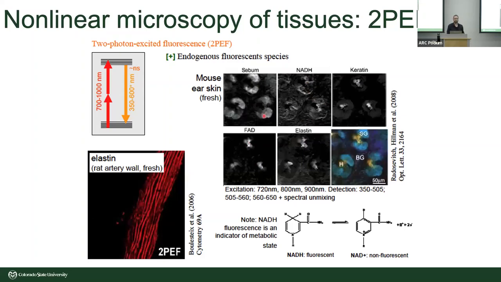So none of these are exogenous labels, right? These are all things that exist in the tissue already. It would be difficult to image under one photon. It's possible, but it's often very difficult. With multiple photon excitation, generally these things are much easier to see. And sometimes, in truth, they can be problematic. Sometimes it's difficult to see the fluorophore you're interested in because there's so much NADH that's fluorescing. So sometimes, you know, it's a feature or a bug depending on your experiment.